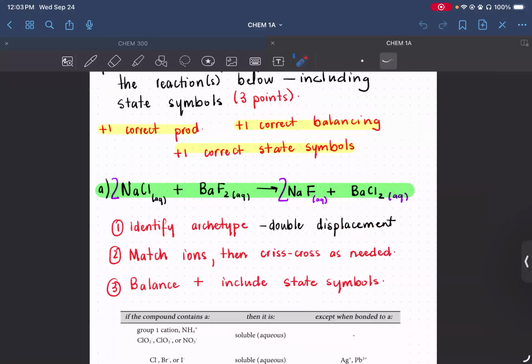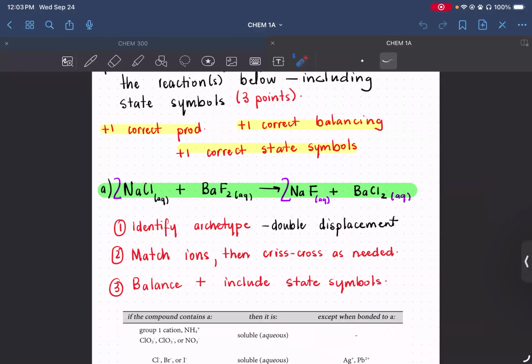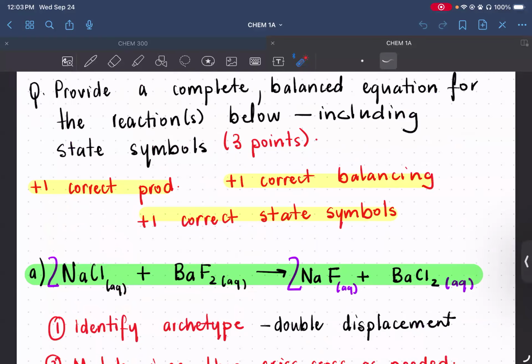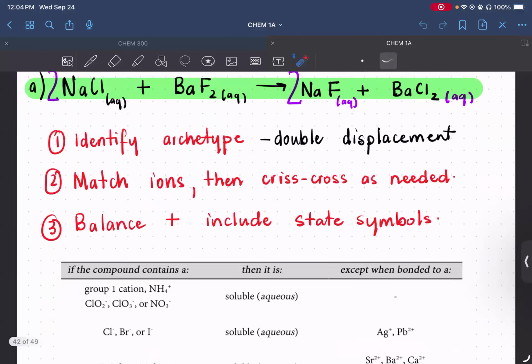From there, we really started our big discussion on what type of questions we could expect, which really come back down to this question right here. Provide a complete balanced equation for the reactions below, including state symbols. I even went so far as to say that each question would be worth approximately 3 points, where 1 point is for the correct products, 1 point for correct balancing, and 1 point for the correct state symbols.